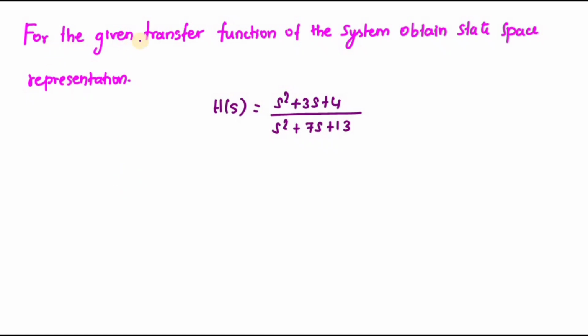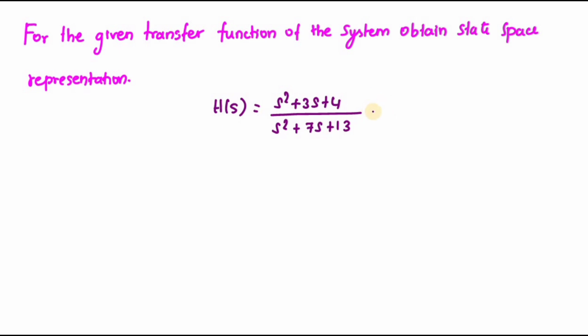So the given problem is: for the given transfer function of the system, obtain the state space representation. H(s) is equal to (s² + 3s + 4) divided by (s² + 7s + 30). For this one, you have to draw the direct form two block diagram. So how to draw this one?